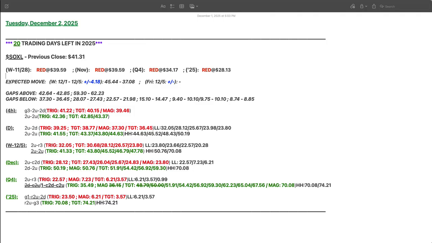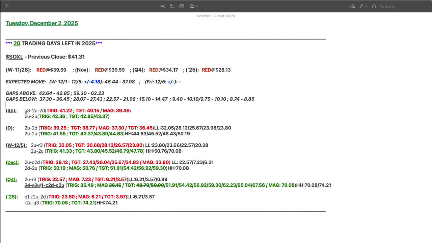We know what the expected move is for the week. We talked about that in the weekend video. So that gives us that range of 45.44 to 37.08. And of course, we know where the gaps above are and gaps below are, right? We want to know where those magnets are at. We talked about from a scalping perspective how we look for higher lows at or above opening print to get into calls, targeting overnight high and the previous high of day. And we talked about getting into puts by looking for lower highs at or below opening print, right? And again, for those puts, the targets will be overnight low and previous low of day.